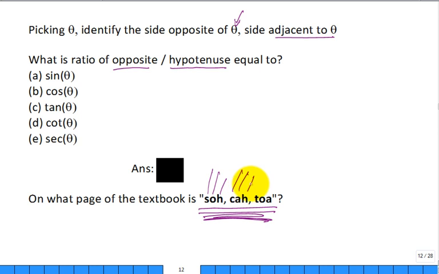The adjacent over the hypotenuse, and then tangent is opposite over adjacent. And that can help you remember and not mess those up. But after a while, you just know what they are. Boom, boom, boom. You do them.